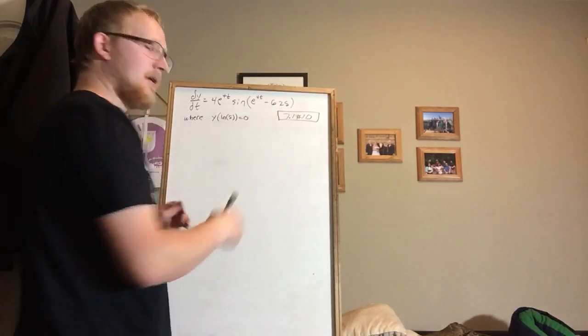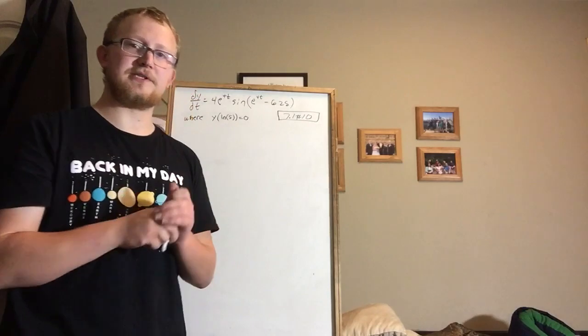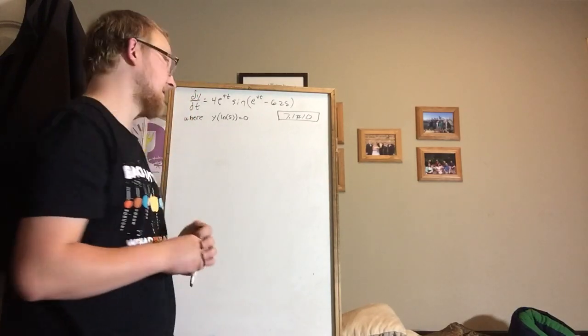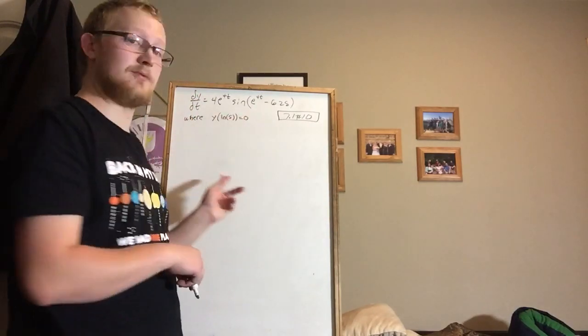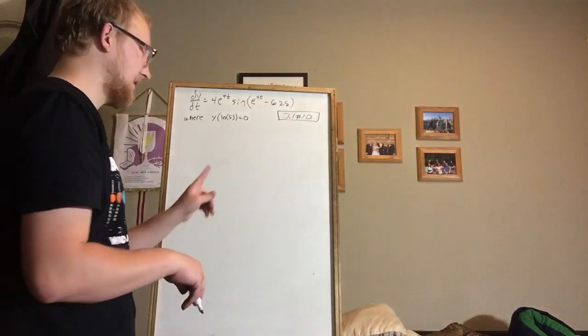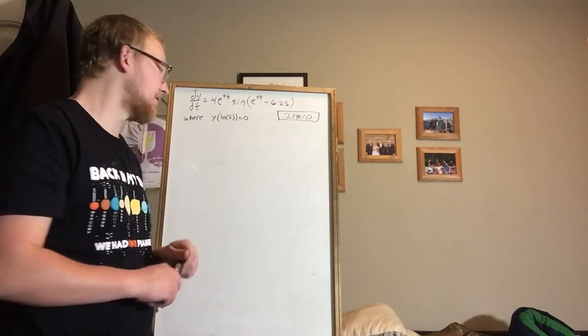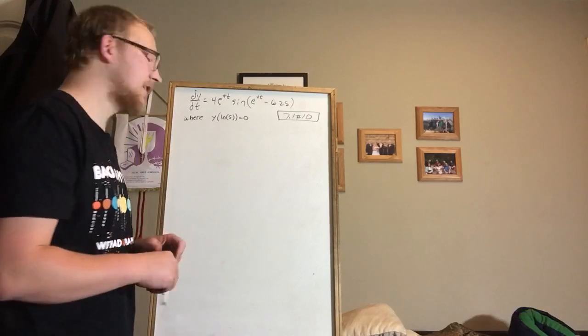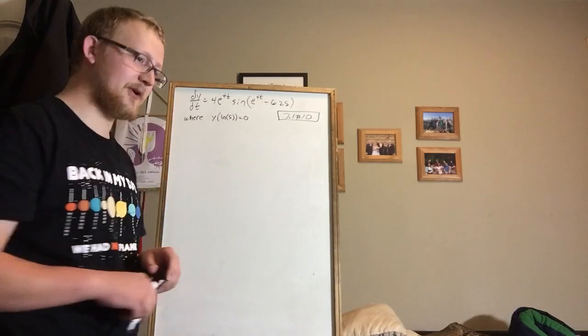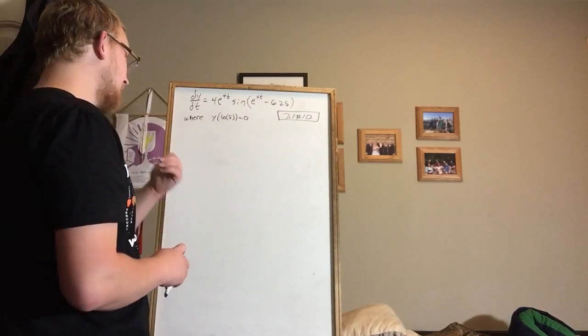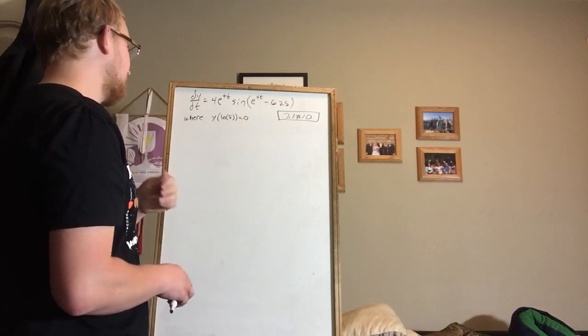In this case, though, this problem's rather weird because 7.2 is differential equations. But this is an initial value problem, which I could argue is pretty much the same thing as a separable differential equation. So you may want to watch my separable differential equation video before following through this one.